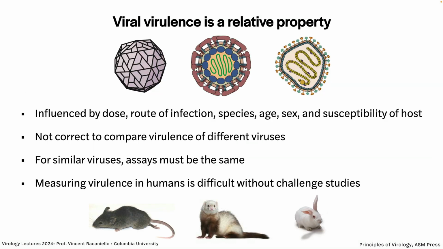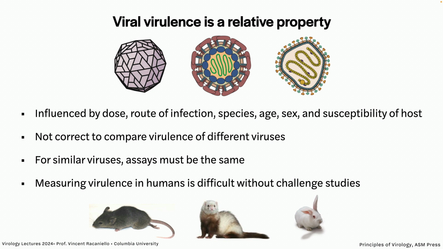The key here, though, the thing you need to remember, is that virulence is a relative property. It's influenced by so many things: the dose of virus, the route of infection, the species of animal you're using, the sex of the animal, the age and the susceptibility of the host. As a consequence, we can only measure this in the laboratory, and very precisely. We cannot compare virulence of different viruses.